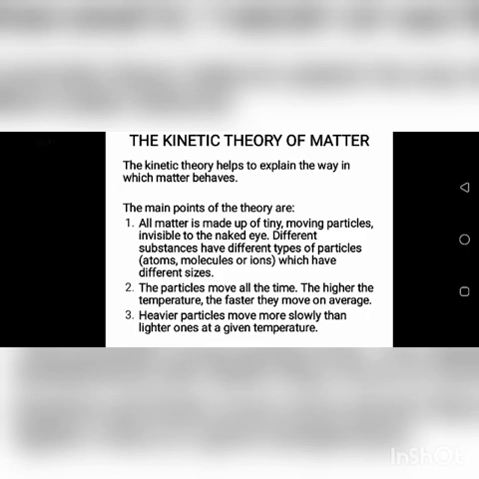So for the three states of matter, if they ask you which one, provided they have the same mass, is heavier, it will be solid. Heavier particles move more slowly than lighter ones. That is why the one that has the lowest kinetic energy is solid, followed by liquid. Gases, because their molecules have almost no forces holding them together, move at a faster rate. So heavier particles move more slowly than lighter ones at a given temperature.